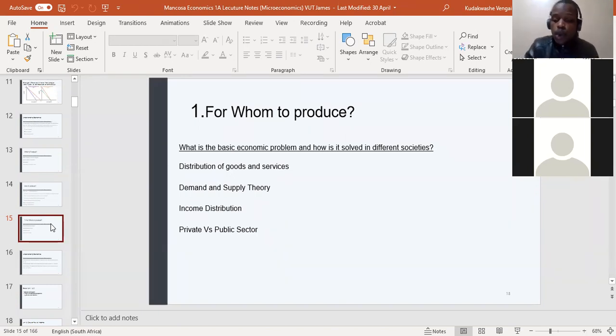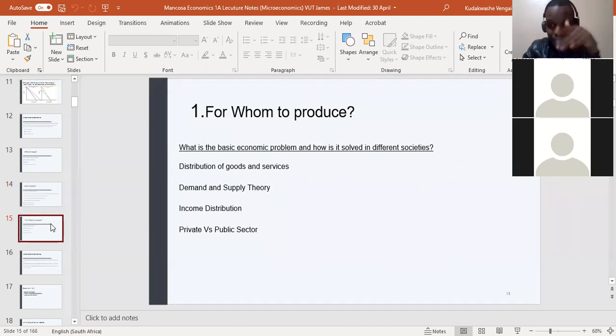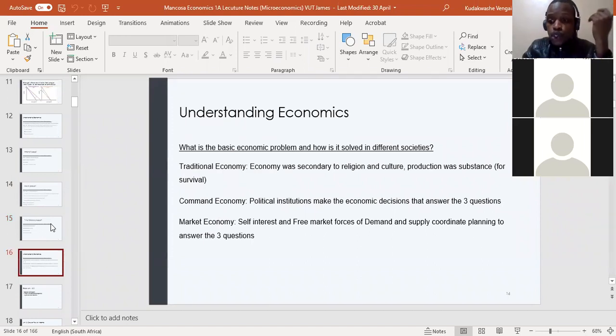In economics, to answer these 3 questions, you get into the various topics that we are going to study. For example, demand and supply, you're answering for whom to produce. For example, if you look at, I think it's unit number 4 or unit number 5, cost of production, you're answering how to produce, right? So all of the various topics that you're going to study, you're just answering those 3 economic questions: what to produce, how to produce, and for whom to produce, or for whom to distribute.